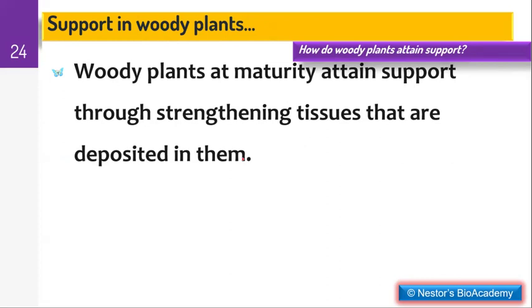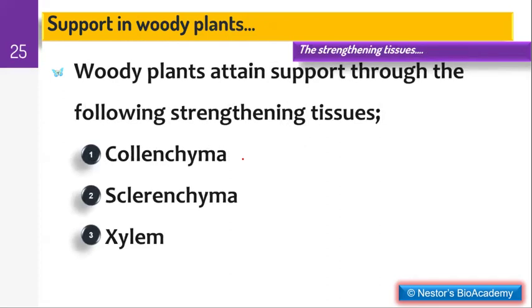And majorly, the woody plants attain support through three main strengthening tissues we always find in these plants. We have the collenchyma tissue, we have sclerenchyma, and we have the xylem tissue. Yes, when you're in Form 2, you remember, when you're looking at the xylem tissue, we said the xylem performs two main critical roles in a plant. It performs the role of conducting water from the roots to the other parts of the plant. But apart from that, the xylem also plays a critical role in support.